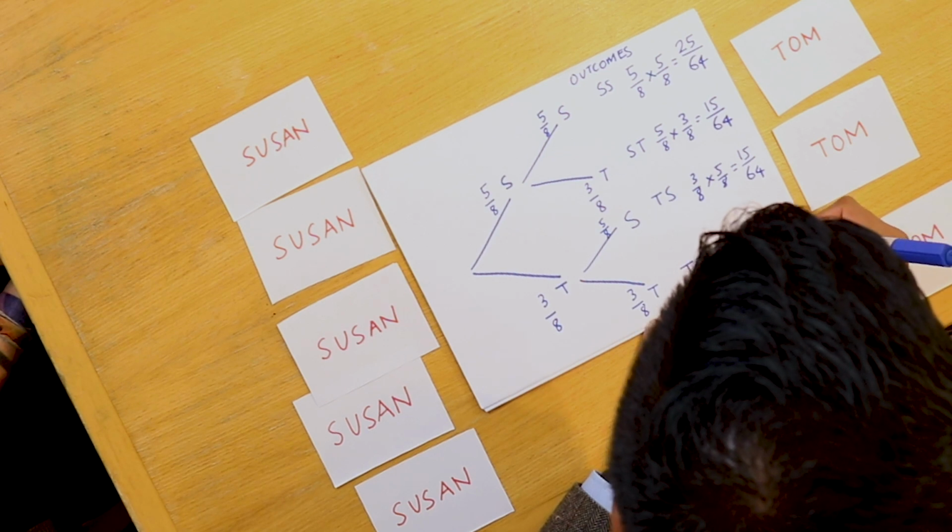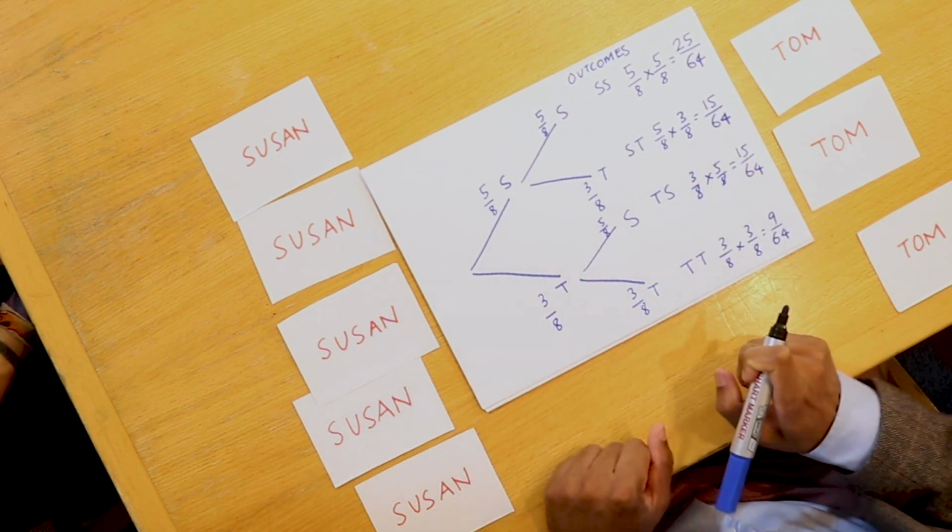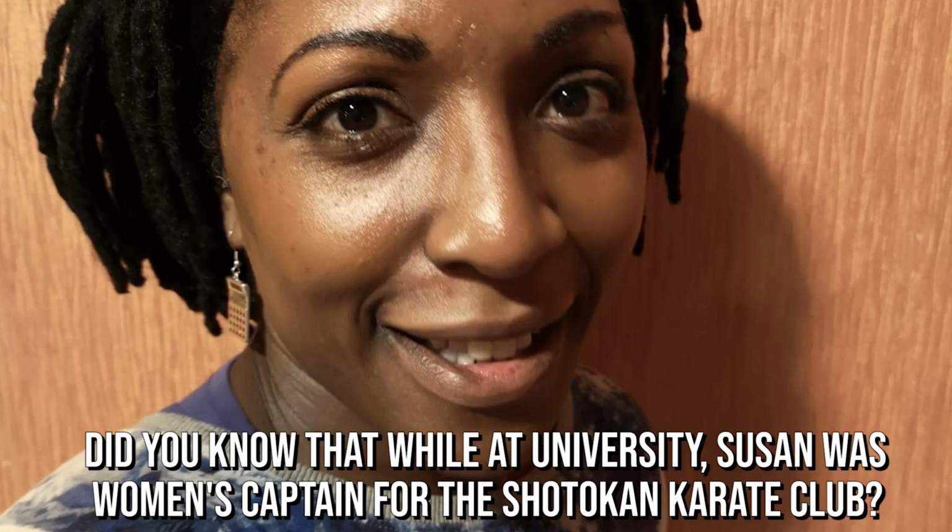And as the final check, if you wanted to see that your probabilities were correctly calculated, what can we do? The total has to be 1. Yes, we do some addition: 25 plus 15, 40. 40 plus 15, 55. 55 plus 9, 64. Nailed it, 64 out of 64. All correct. That's your tree diagram.